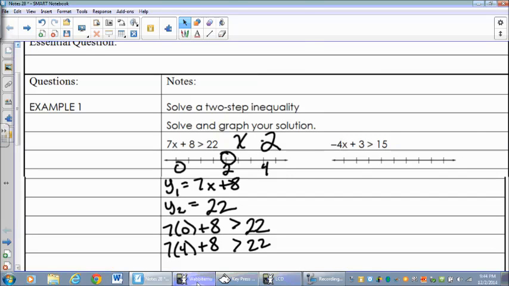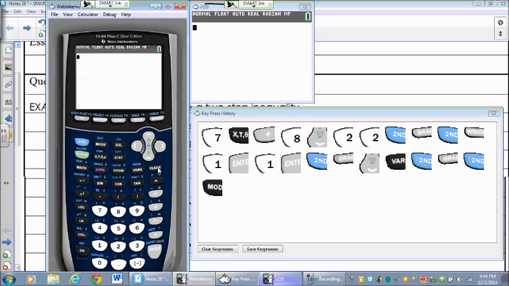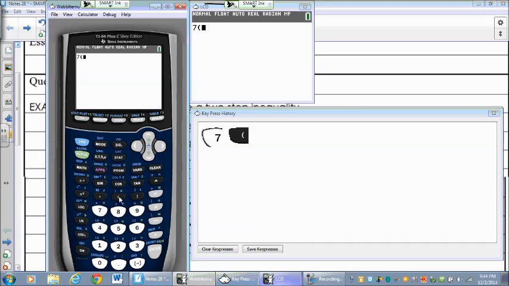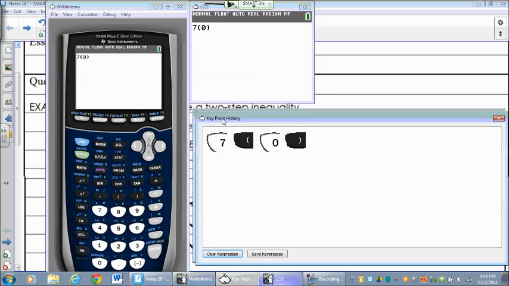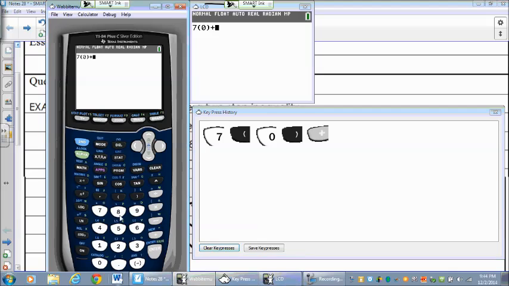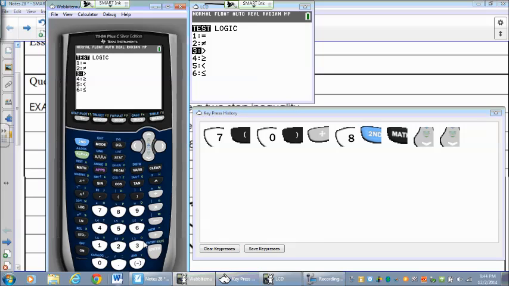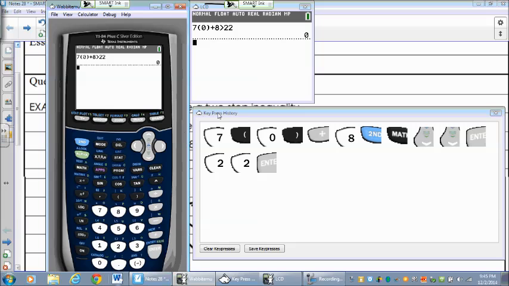And I'm going to get out of this mode, so I hit second mode. And then let me clear my key spaces here again. So I'm going to type in 7 parentheses 0 plus 8. And then remember to test, I have to go to the math button, so second and math. And my equation is the greater than symbol. So I'm going down to number 3 and enter. And then I'm checking to see if it's greater than 22. Remember, I'll get an answer of either a 0 or a 1. Here, I got 0.